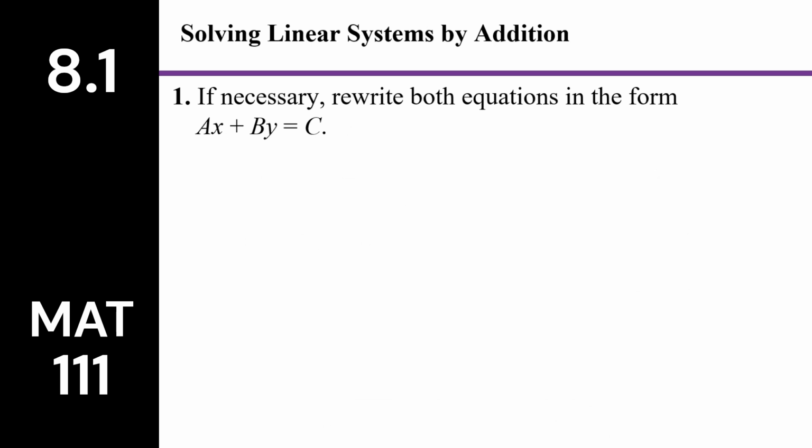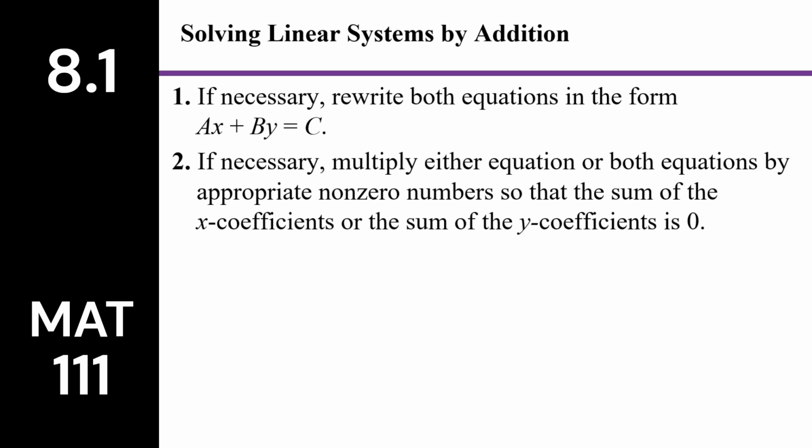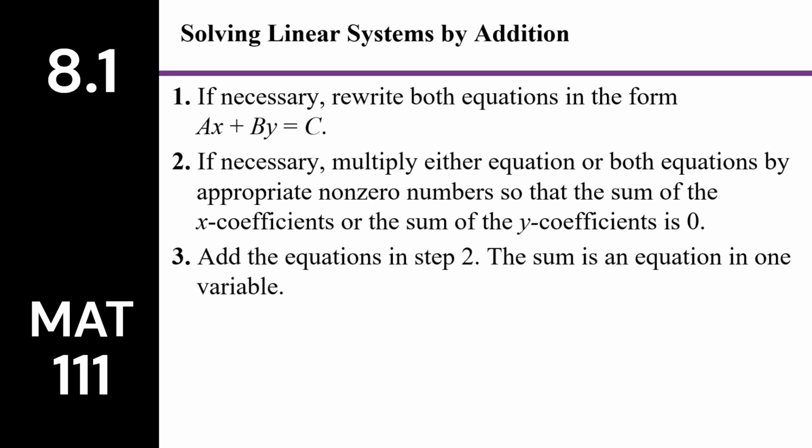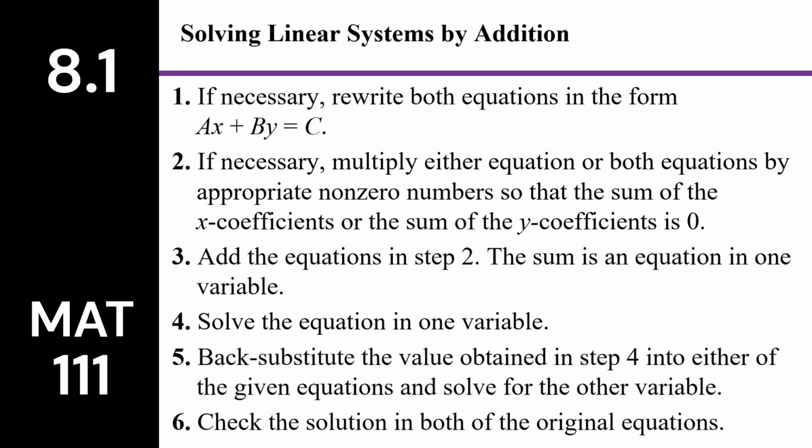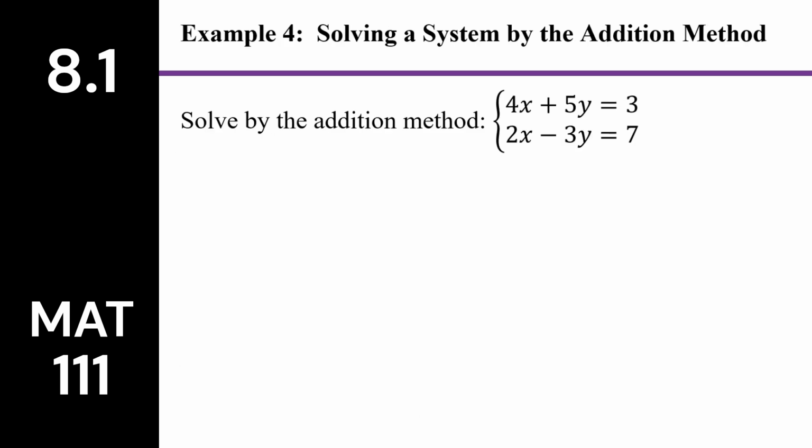Next, we'll look at the addition method for solving a linear system. Step 1 is to rewrite both equations in the form ax plus by equals c. In step 2, we may need to multiply one or both equations by a constant. In step 3, we'll add the two equations, and their sum will eliminate one variable, leaving us with an equation with only one variable. Step 4 is to solve that equation for the remaining variable. And step 5 will back substitute to find the other variable. And finally, step 6 is to check the solution in both of the original equations.